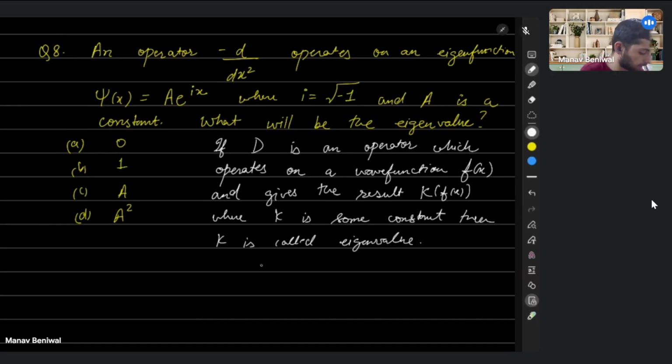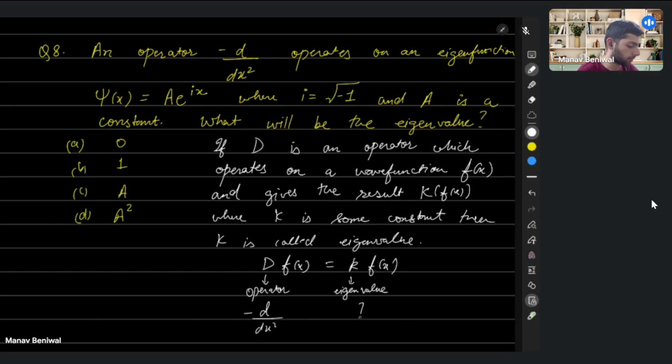So writing it mathematically, operator d operating on f of x will give you k times f of x, where this is the operator and this is the eigenvalue. So here the operator is given to be minus d squared over dx squared, and we want to find out the value of the eigenvalue, and f of x is given to be a e^(iota x).